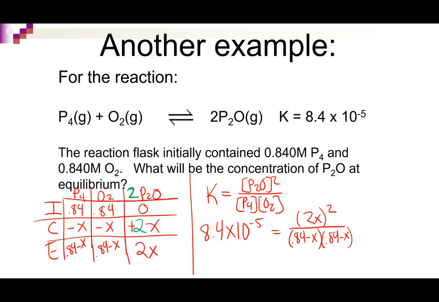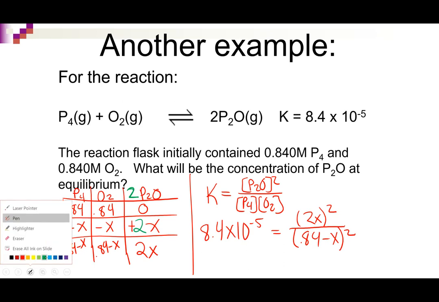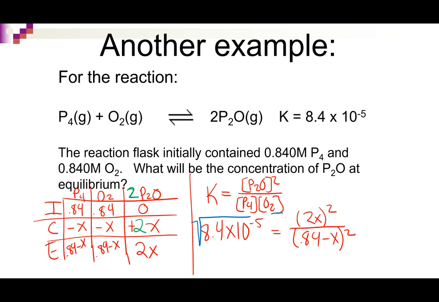So if you see something that looks like this, you should automatically throw your hands in the air and say, hallelujah, she gave me a perfect square. Remember, I can simplify this on the bottom as such. Okay, so this should be good news for you. I gave you a simple one. So we're going to take the square root of both sides.